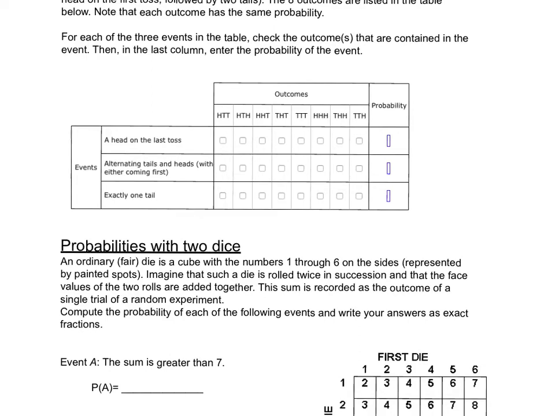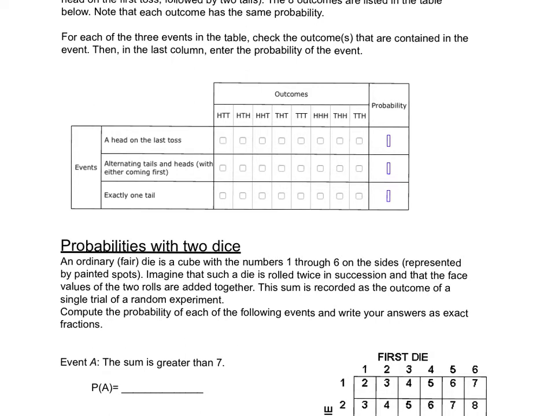In 9.1, we talked about probability as what you want divided by the total. Well, now we're going to talk about doing the same thing. We're going to do outcomes and events.